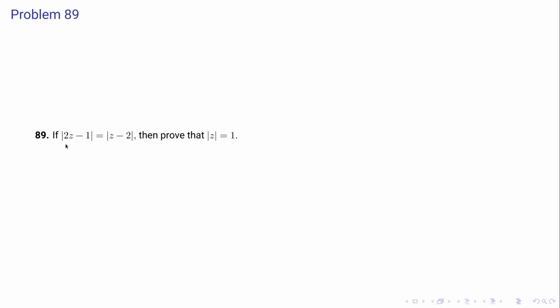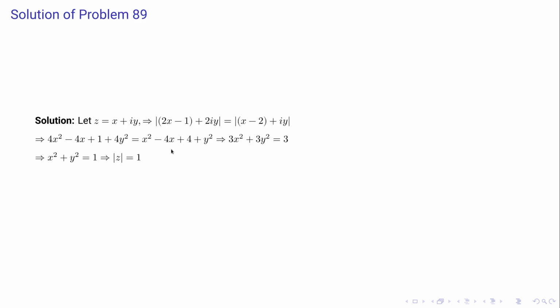Problem 89 says that if 2z, mod of 2z minus 1 is equal to mod of z minus 2, then prove that mod z is equal to 1. So we let z is equal to x plus iy. So the given equation becomes mod of 2x minus 1 plus 2iy is equal to mod of x minus 2 plus iy.